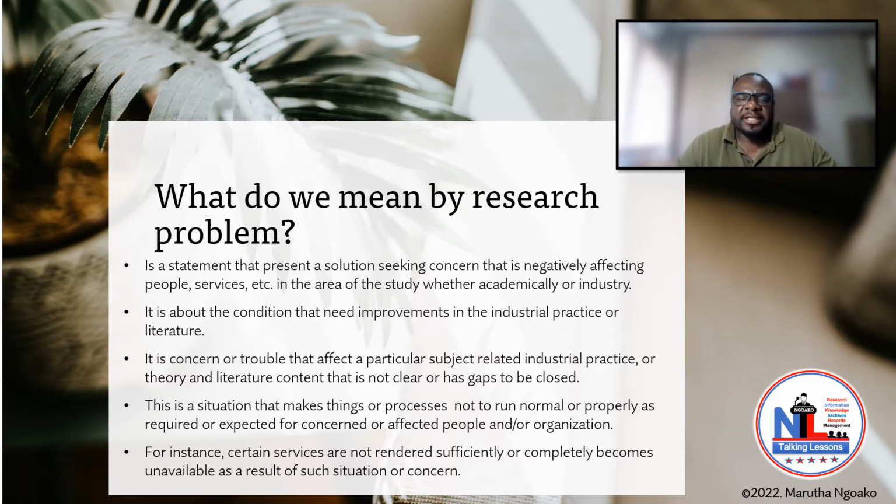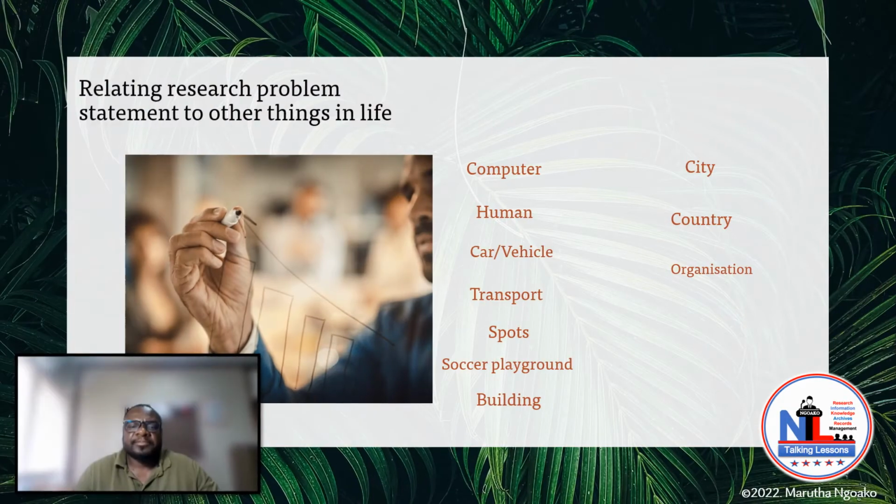For instance, certain services are not rendered sufficiently, or are completely not rendered due to unavailability. I mean, the service may be unavailable due to this kind of concern. And as a result of such situations or concerns, people are being affected, services are not being rendered, or they are rendered in such a way that is not satisfying the recipients or the clients.